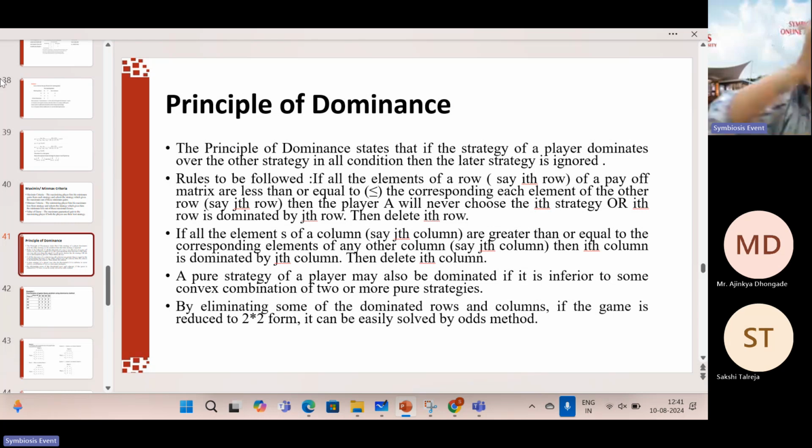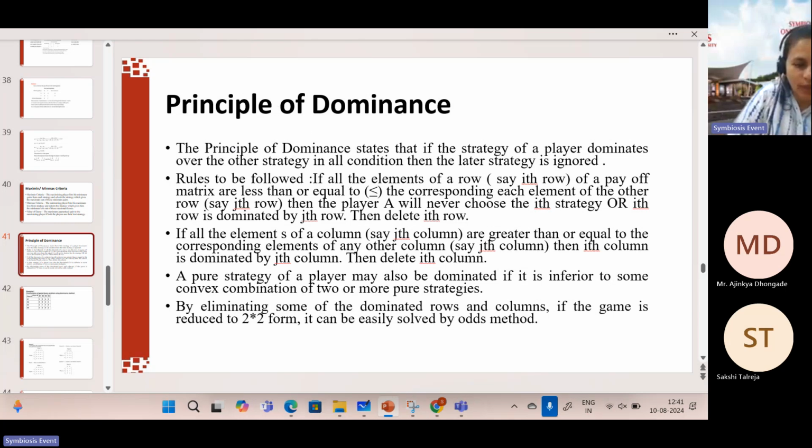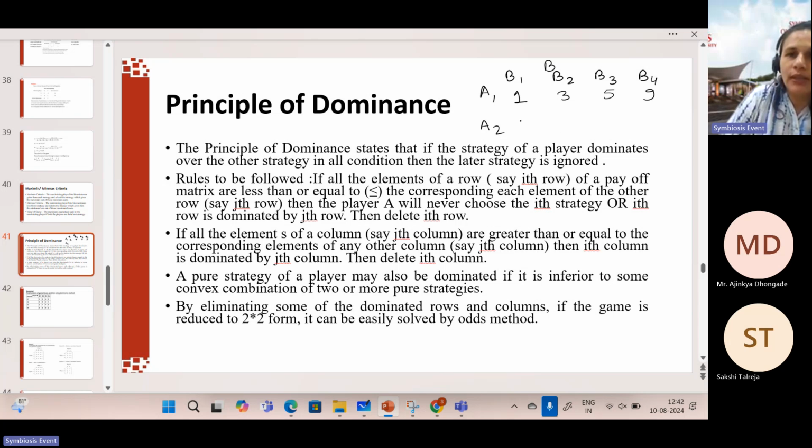Let me write it and explain to you. Let's say I'm having the figures as A1 and A2. I'm having these two strategies which are going to be followed by player A, against player B, and let's say player B is adopting B1, B2, B3 and B4 strategies, right? And let's say the figures given are 1, 3, 5 and 9. These are random values I have written just to make sure you understood the dominance rule for the row. And let's say the figures are written here like this.